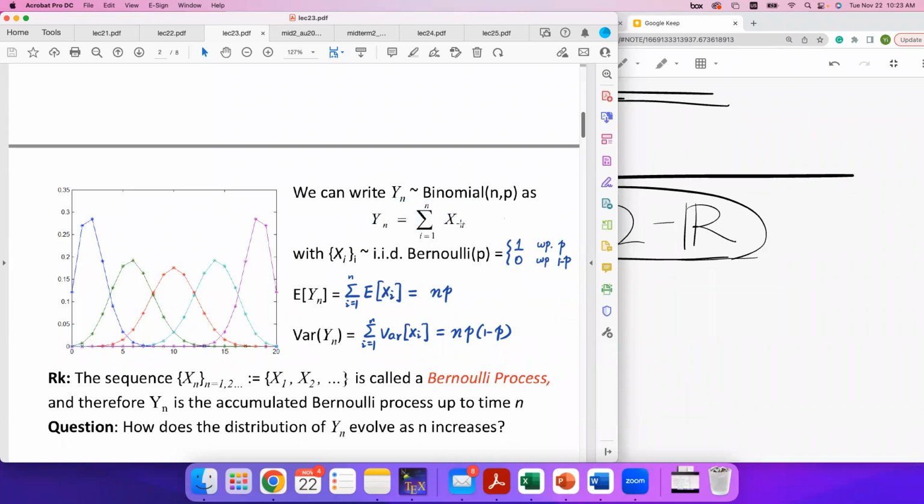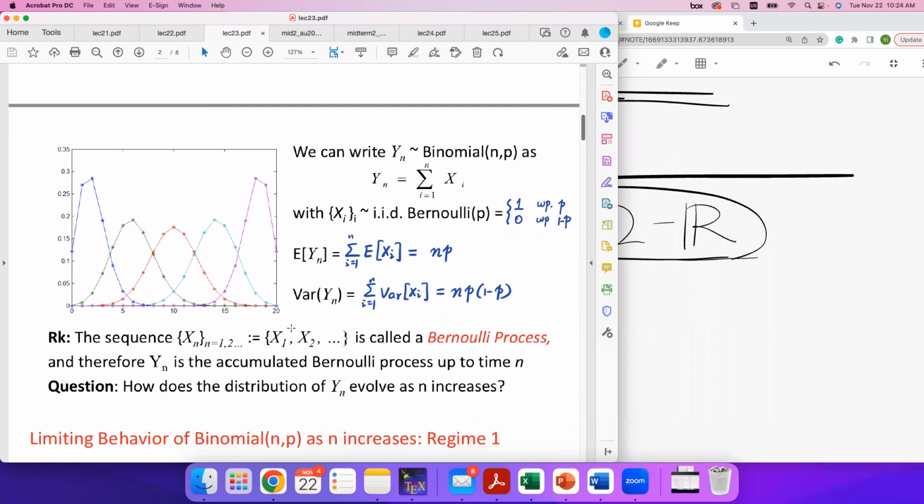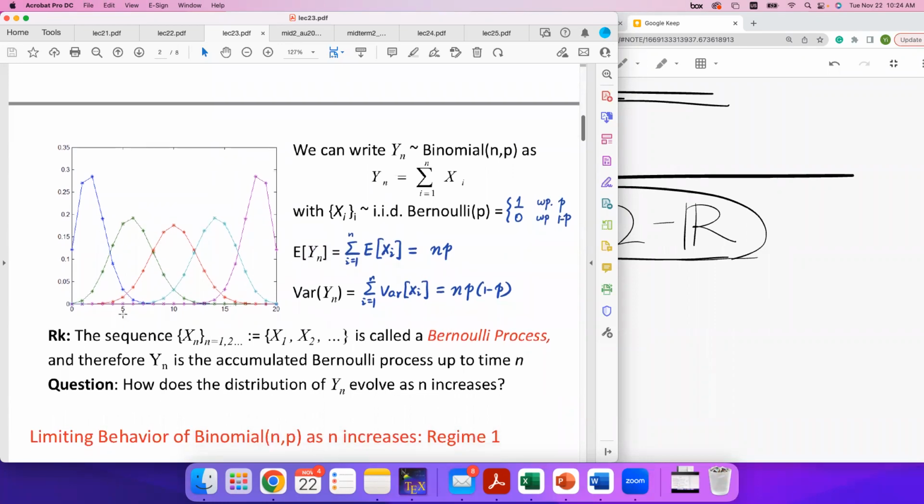variables, where each Xi is a Bernoulli binary indicator of the success of the ith experiment. So every Xi is IID Bernoulli. Right, we have done this before. And then we can calculate the mean and the variance of this binomial distribution. And therefore, Yn, so we can call this Xn a Bernoulli process.